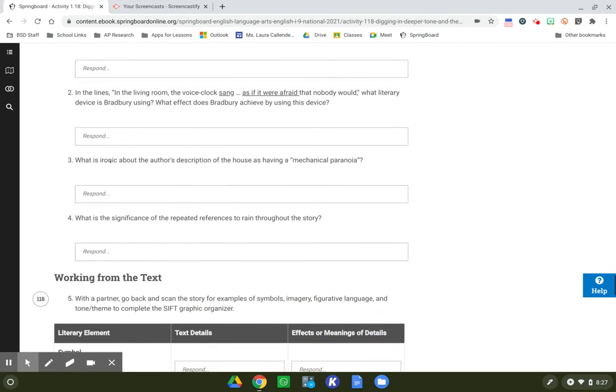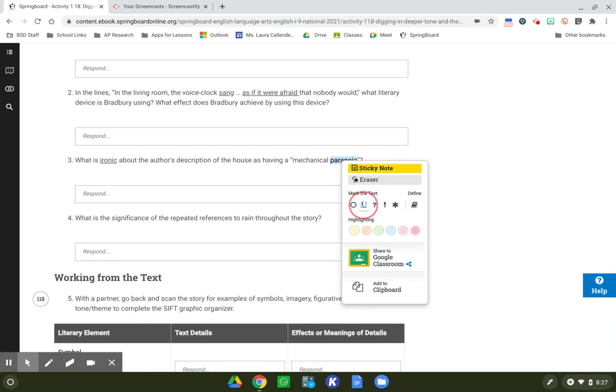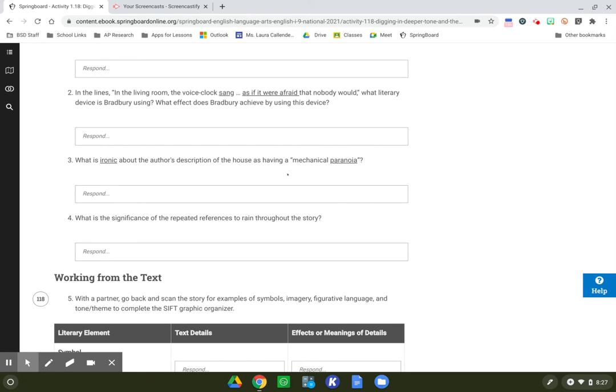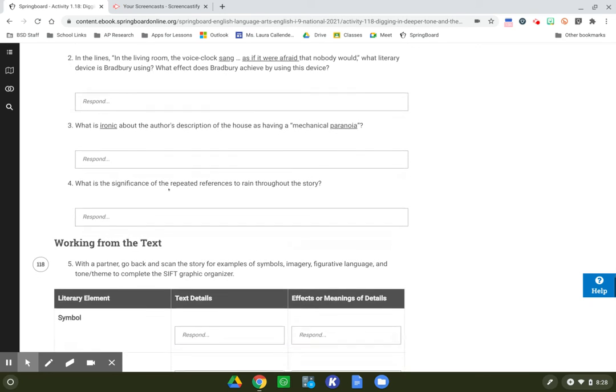All right, number 3. So we have defined irony. So you should know irony, the opposite of what is expected. So what is ironic about the author's description of the house as having a mechanical paranoia? So again, here is some personification. Things that are machines cannot have human feelings like paranoia. So what is ironic about that? So think about how that is the opposite of what should be.